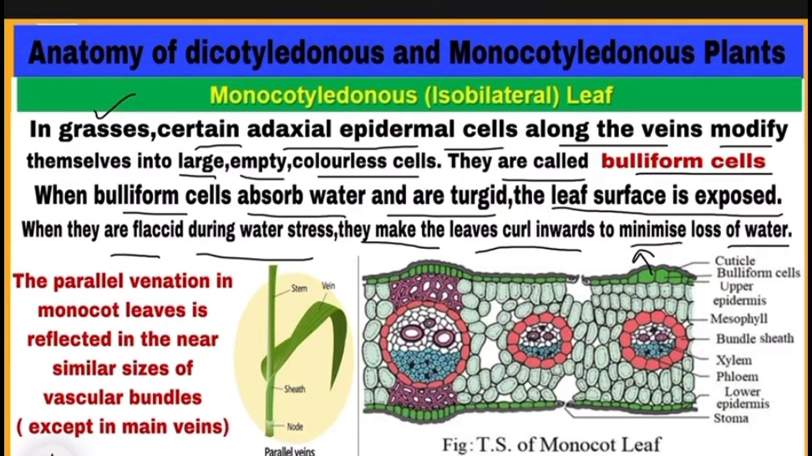Also, the parallel venation in monocot leaves is reflected in the near similar sizes of vascular bundles except in main veins. Monocot plants की leaves में parallel venation होती है, so vascular bundles का size यहाँ पर nearly same होता है except in few main veins.